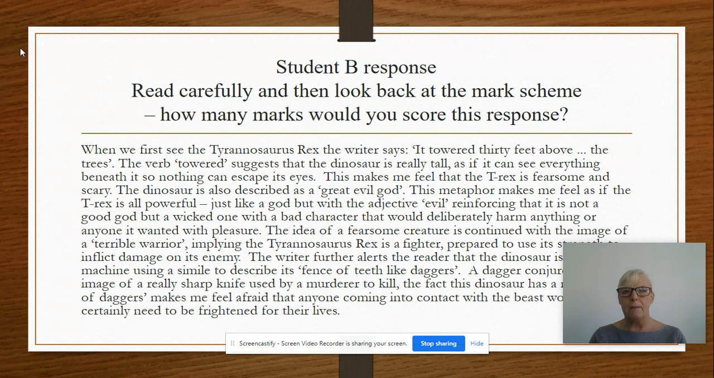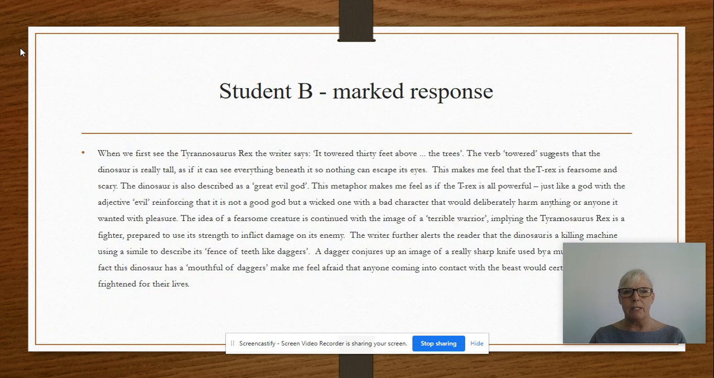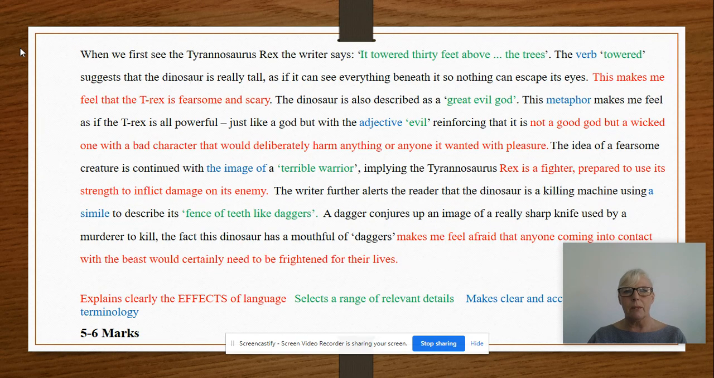Okay, what do you think? More detail? Right, let's have a look at the annotated response. Right, okay, go on to the next one.